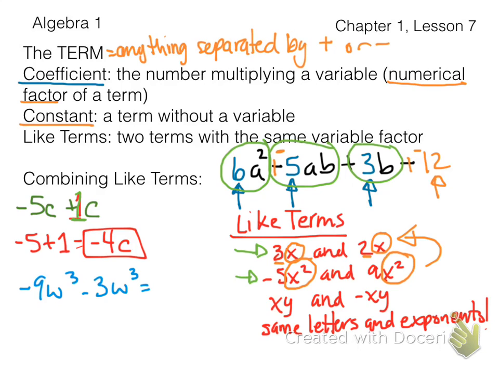The next example, I have negative 9w to the third and minus 3w to the third. And they are like terms because they have the w to the third.